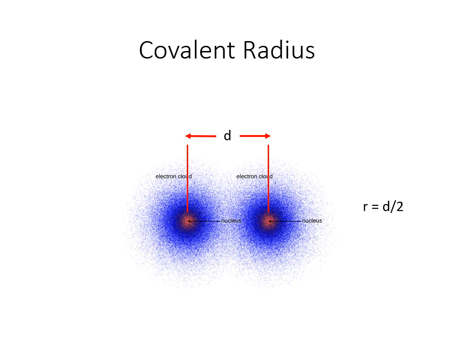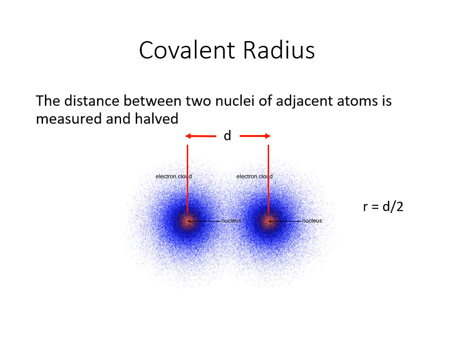And the method that we use is by taking two atoms, and this would be in a molecule, I guess. This will be a molecule of hydrogen here, so H2. And you measure the distance between the two nuclei and then halve that distance. And that's a perfectly adequate way of measuring the covalent radius. So the distance between two nuclei of adjacent atoms is measured and then halved.